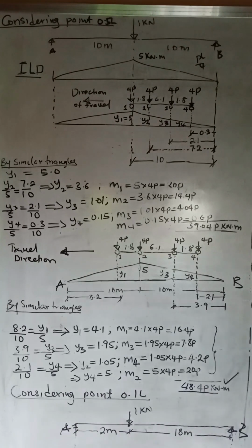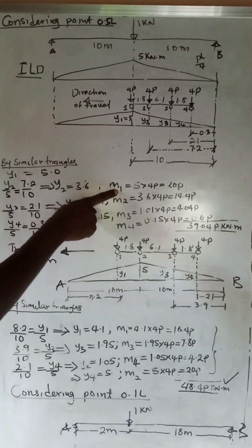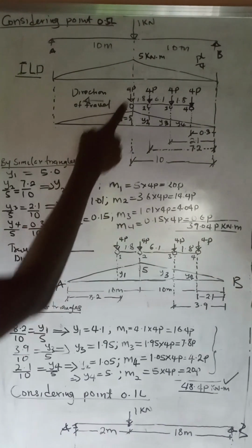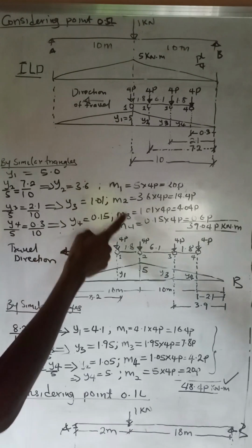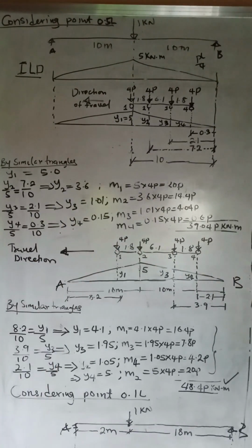So the next step we are going to take is to calculate the moment due to each of these loads on the beam. Now we'll start with the first axle. The load on the first axle is 4P. So the moment due to the first axle, let's call it M1. M1 is equal to the load on the first axle times the ordinate at that point. If we do that, the ordinate is 5, the load is 4P. So we're having 20P.